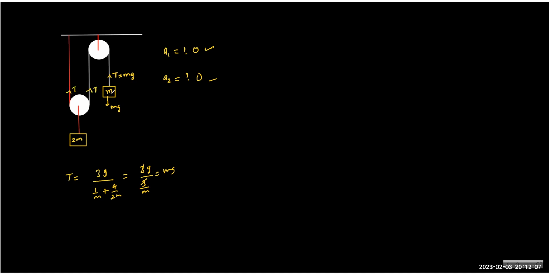So when mass is doubling and tension is also doubling, it means it will balance in a similar fashion. That's why in such a case, you won't get any answer. Even if you try to solve, it will give you the same answer.